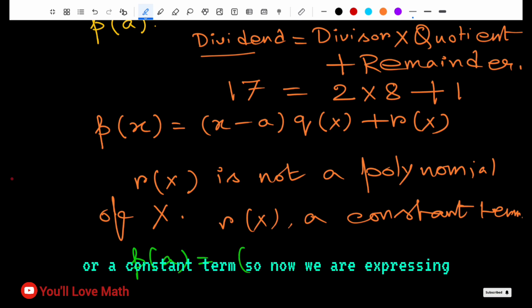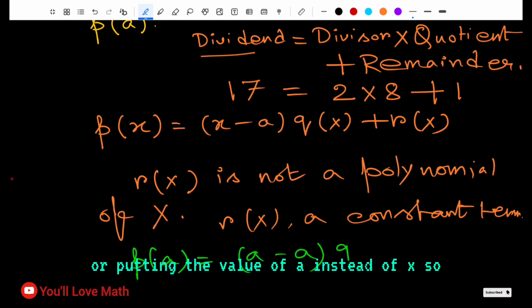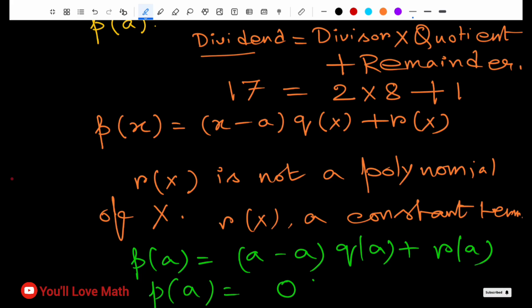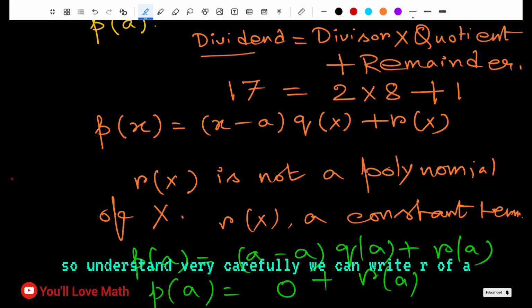Now we put the value of a instead of x. So p(a) equals (a minus a) q(a) plus r(a). Understand very carefully.